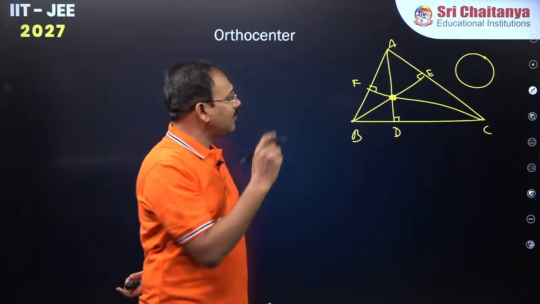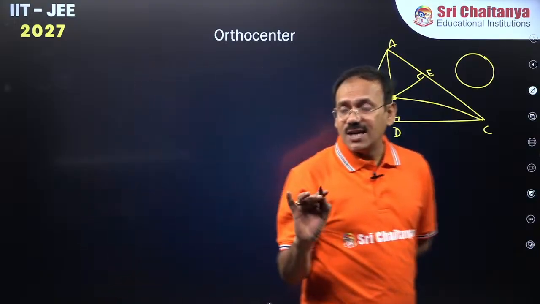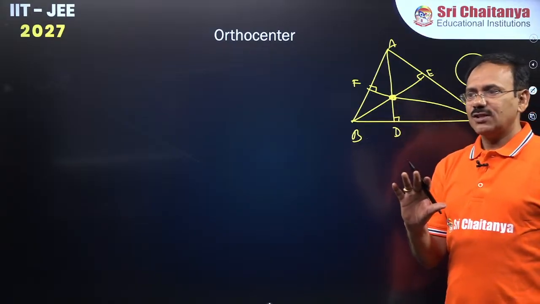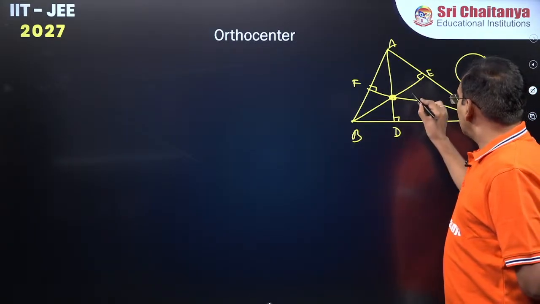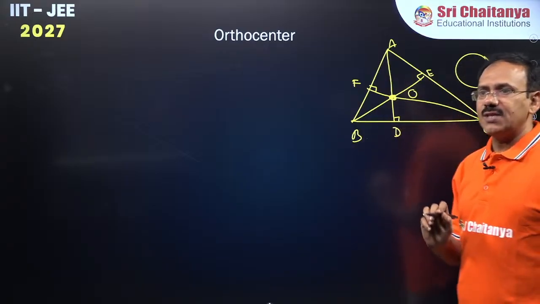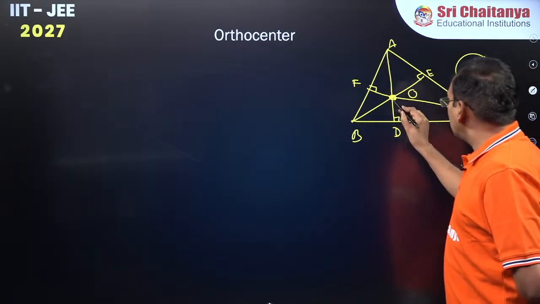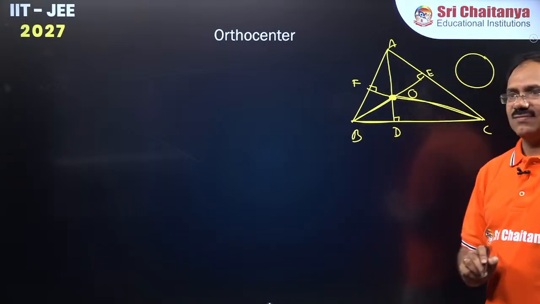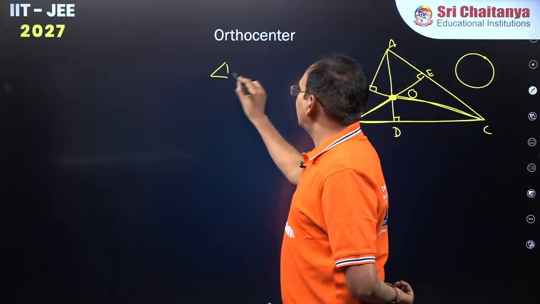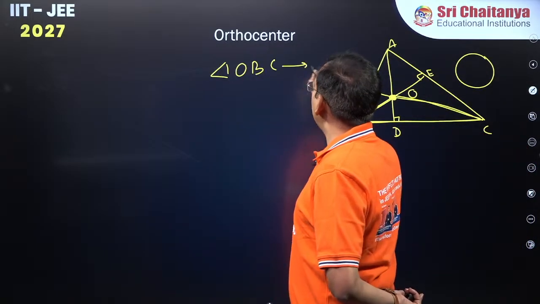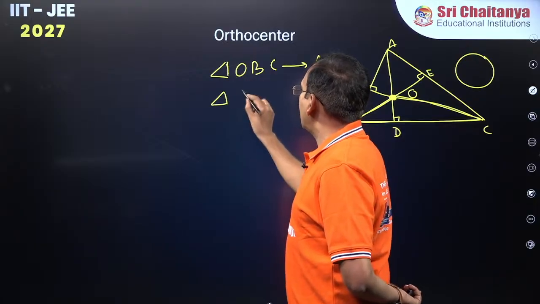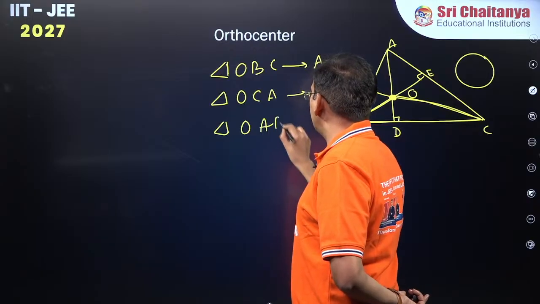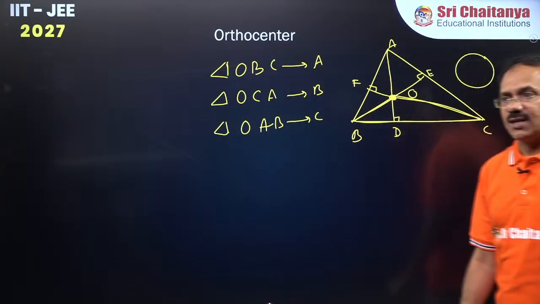Fine. Now, as far as orthocenter is concerned, one important point, bhaiya, listen to me. If O is the orthocenter of triangle ABC, the orthocenter of triangle OBC will be A. Listen to me. What is the orthocenter of triangle OBC? It will be A. Similarly, triangle OCA, it will be B. Triangle OAB, it will be C. This is a very, very important result, guys.